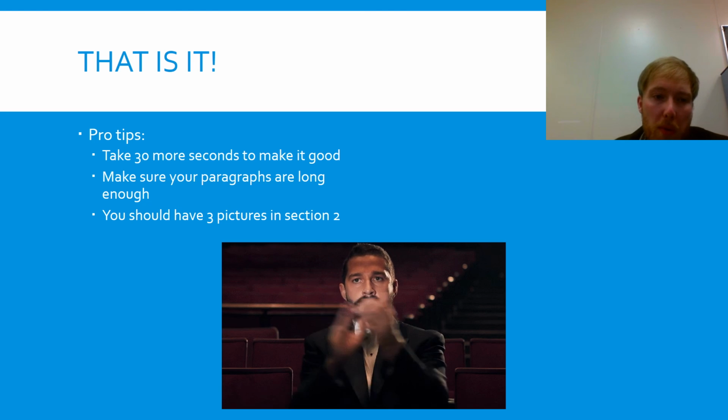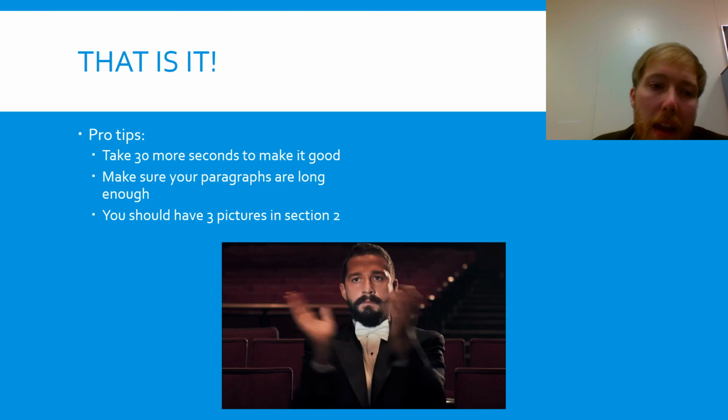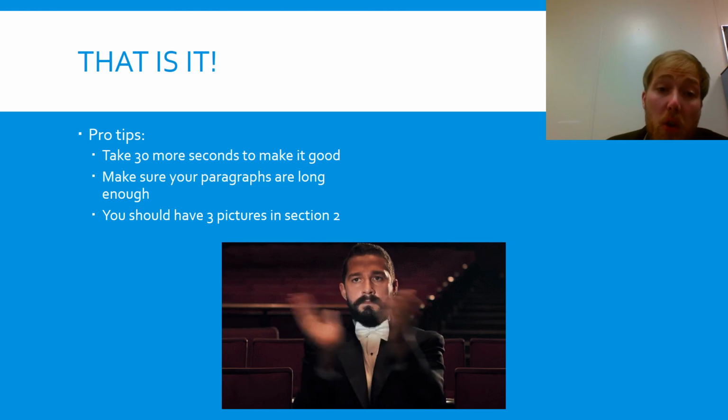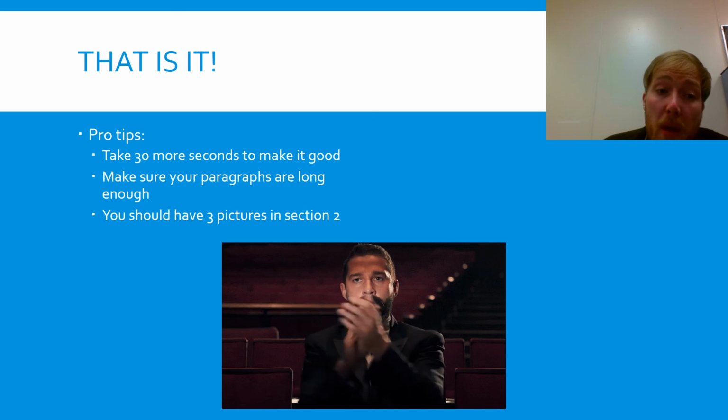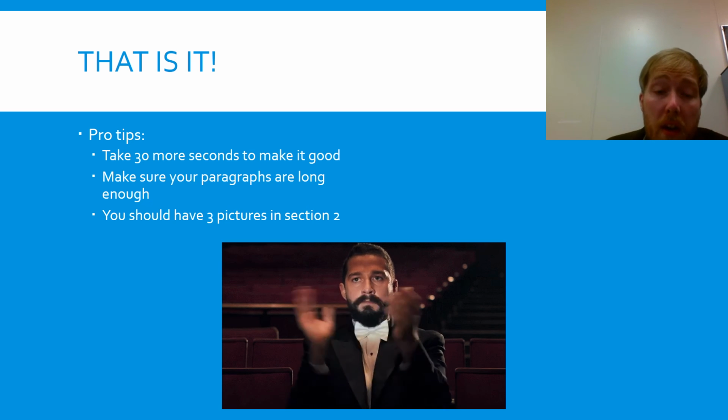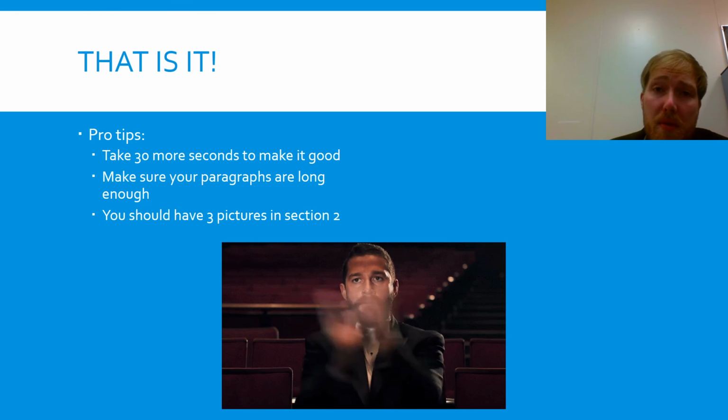A couple of pro tips to make sure that you get that A. Take 30 more seconds to make it good. And then make sure that your paragraphs are long enough, the 8 to 10 sentences for the first one, 5 to 6 sentences for the last one, and make sure that there's at least 3 pictures in section 2. Good work, and I'll see you next assignment.